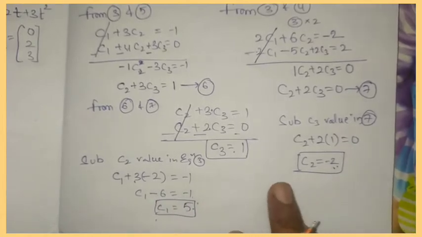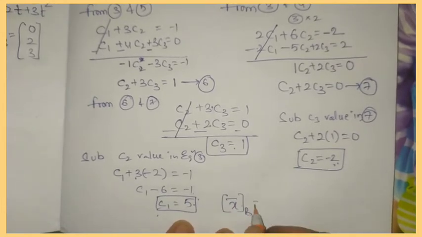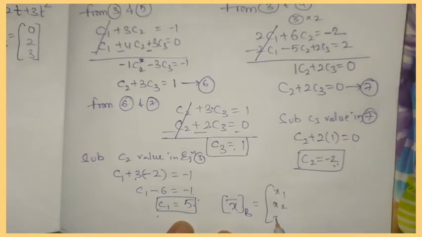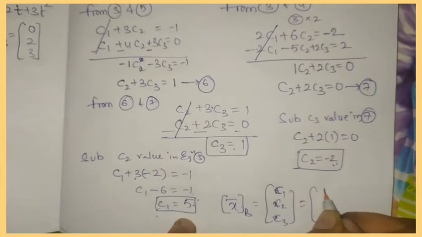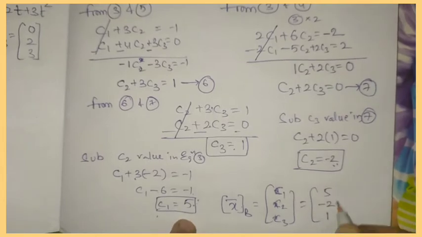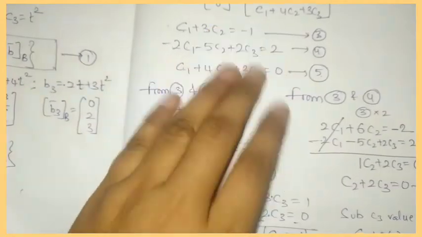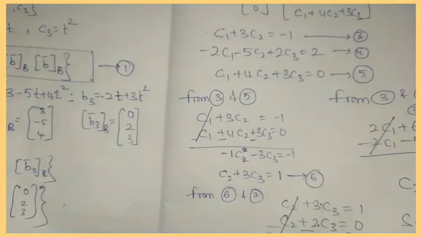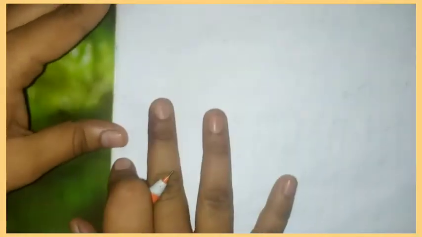We got c1, c2, c3 values. So x bar of b is equal to c1, c2, c3. So c1 value is 5, minus 2, 1 is the answer. Okay, like this you can do. And one more way is also there, one more process, that is method 2 of this problem. I think that is only easy. Look here, I will explain this also.